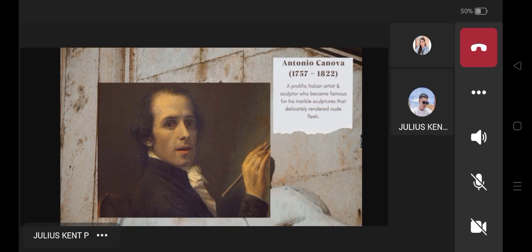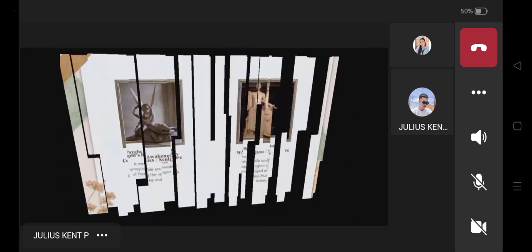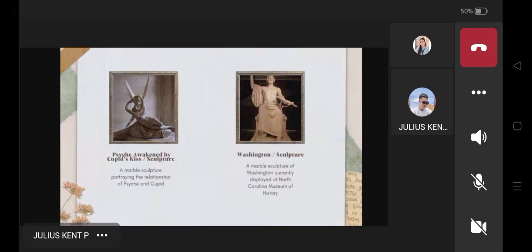And ito yung mga nagawa niyang sculpture. Yung una, Psyche Revived by Cupid's Kiss. Isang sculpture. A marble sculpture portraying the relationship of Psyche and Cupid. Na-create yan noong 1793. Tapos yung ginamit dyan is marble.